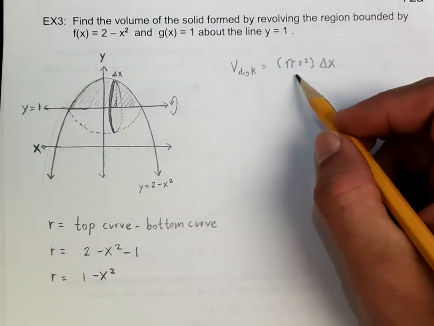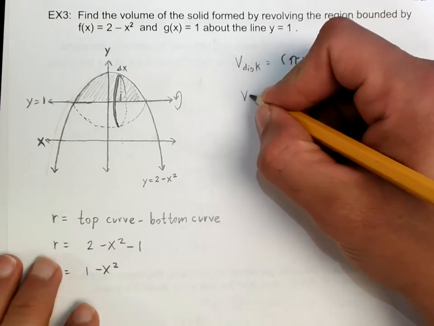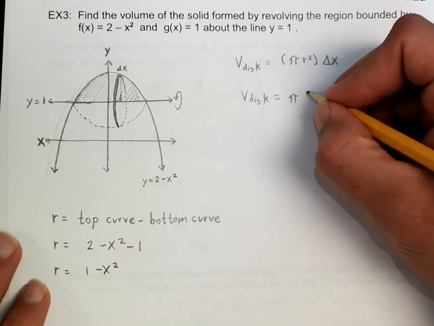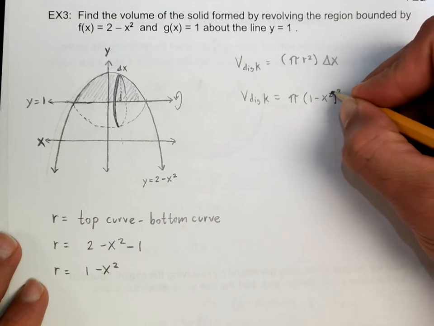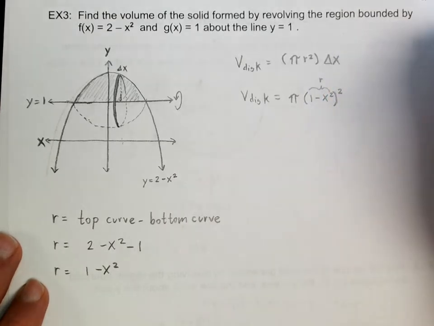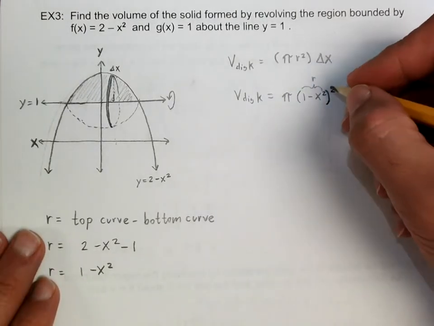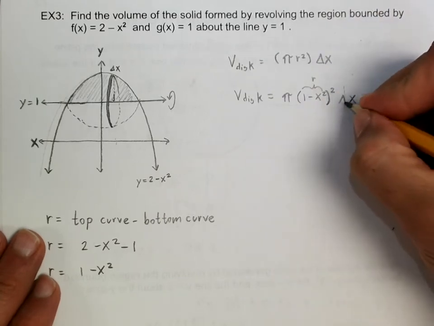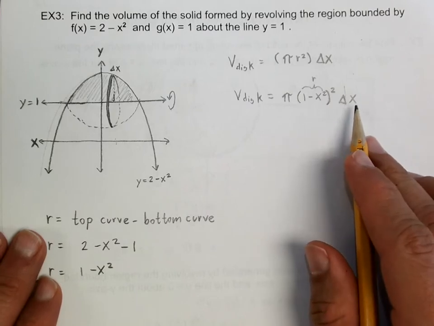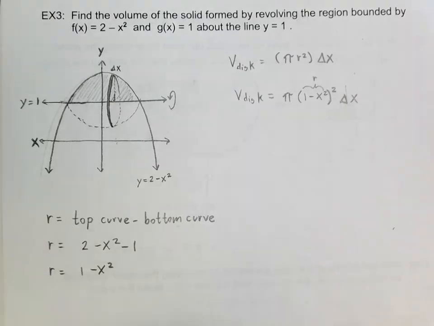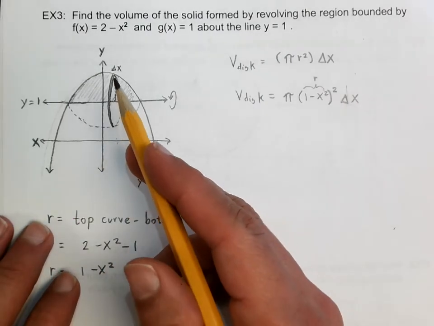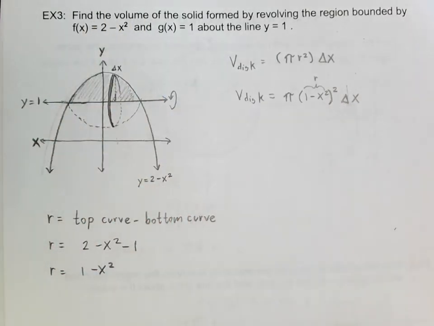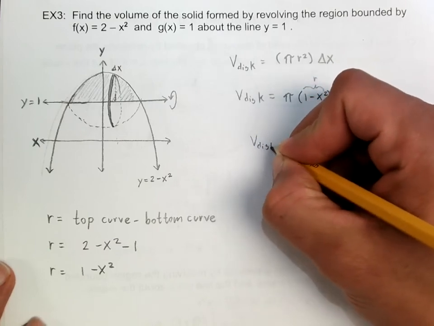To find the volume of that one disk, the only one that I have here, it is equal to pi, and instead of r, I'm going to have 1 minus x squared. Remember that this is the radius. Squared, delta x. Sorry, not dx yet, delta x. And remember that delta x is the thickness of this disk. Now to find the volume, one more time, we're going to make the thickness of the cylinder smaller and smaller and smaller and use multiple cylinders to fill this shape up, and when we fill it up, we find the exact volume.